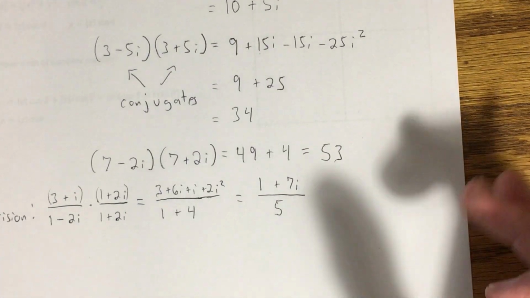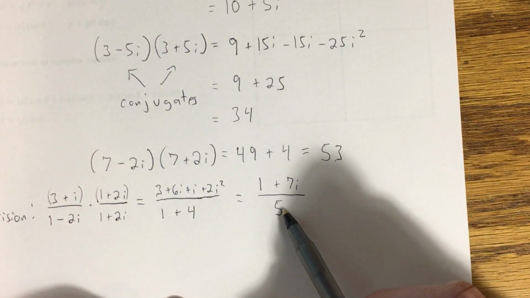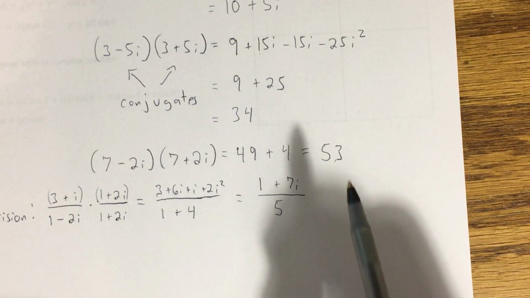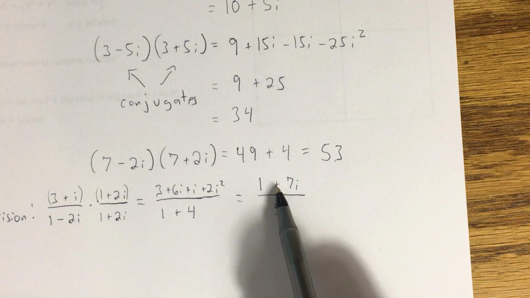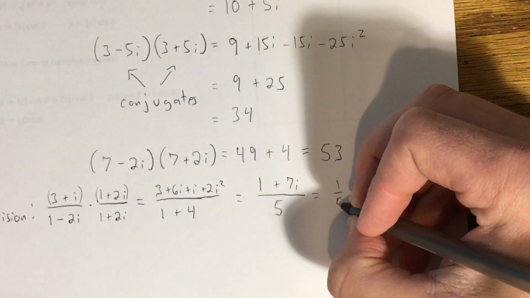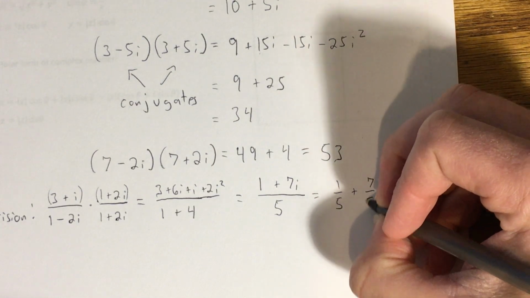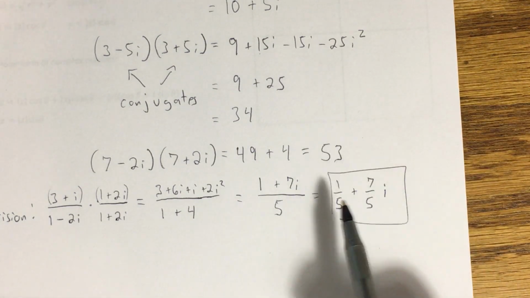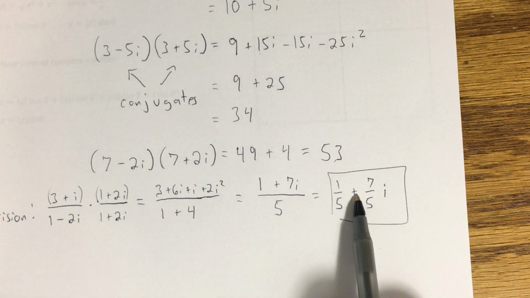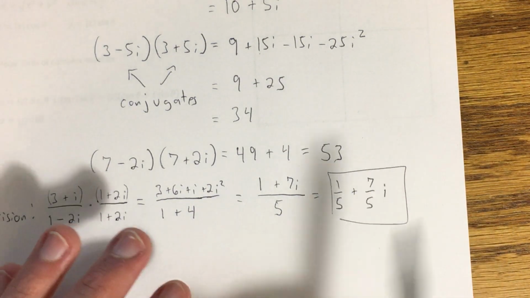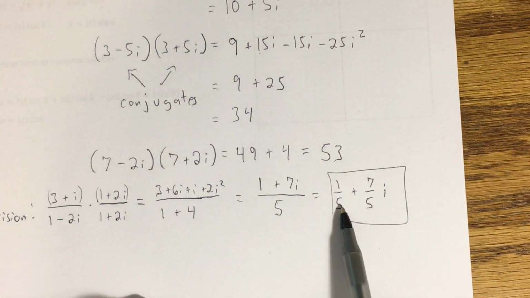Now, we're almost there. The key thing was the fact that I was able to get a real number in my denominator. Now what I'm going to do is split this into two fractions and bring the i out of the second fraction, writing it as 1/5 plus 7/5 i. That's the same thing as this. But now my complex number is of the form a plus bi. And that's really all there is to division. We multiply by the conjugate of the denominator, and simplify until you get something of the form a plus bi. Okay?